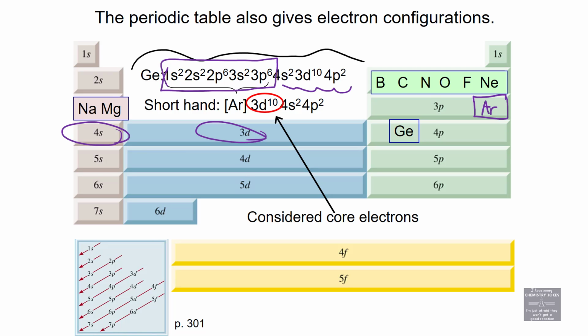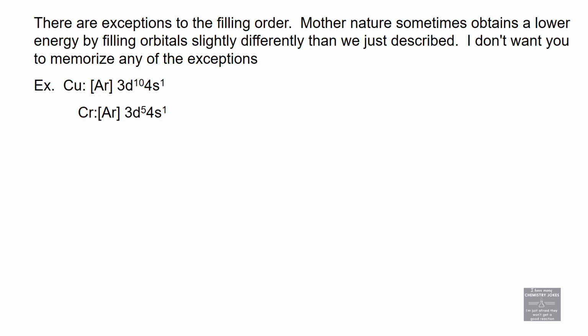There are exceptions to this filling order. What? Yeah, the periodic table really gives you a ton of help, a ton of hints about how this stuff is connected. But there are exceptions. Sometimes you can get to a lower energy state by filling orbitals slightly different than we just described.